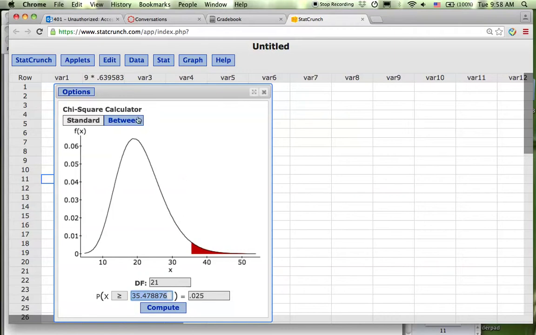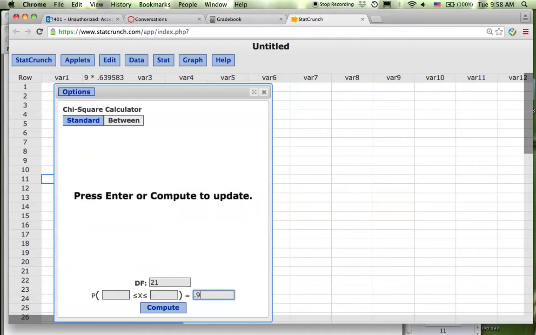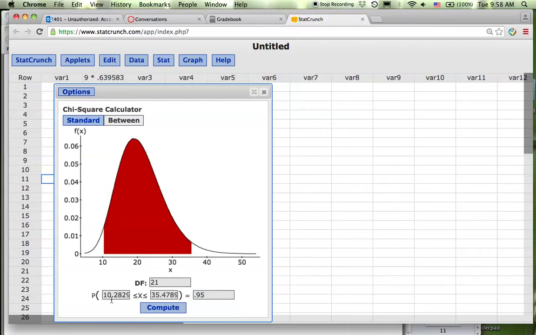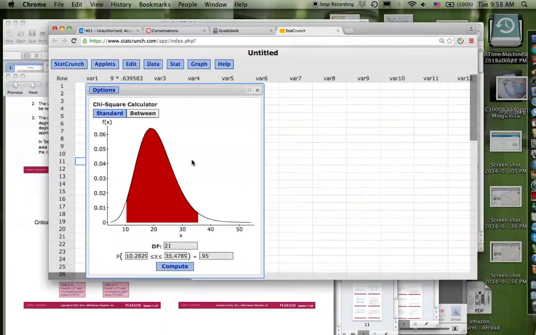Another way to get this is to choose between. You can select the probability between two values to be 0.95. In this case, it will give you the left and the right chi-square score immediately. So that's number one.